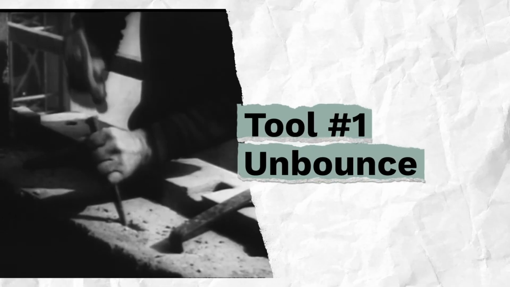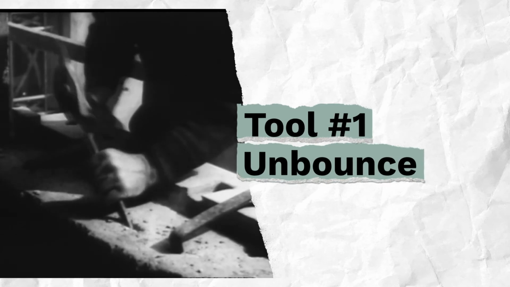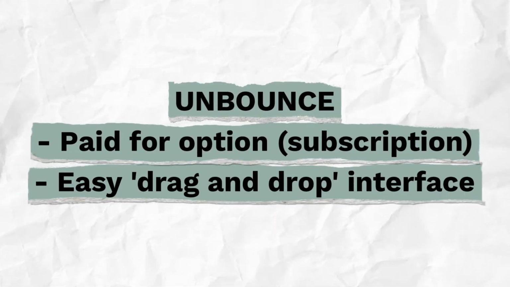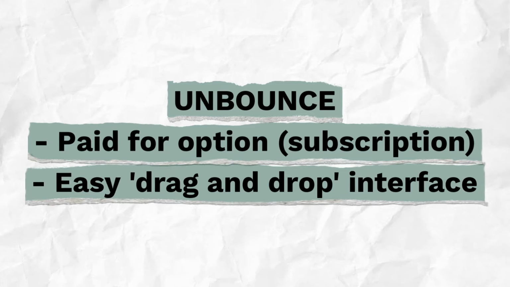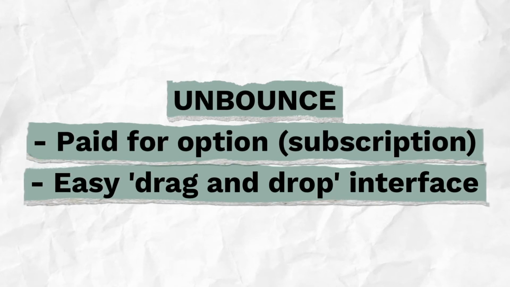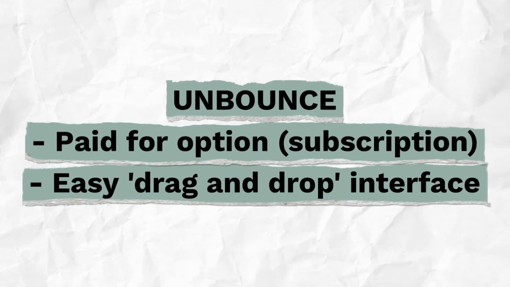First up is Unbounce. This is a paid for platform that starts at around $80 a month as a subscription. It has a really well designed drag and drop interface, making it very easy to get started for newbies. That means you can click and drag page elements such as text, images and forms, arranging them as you want, but with the power to edit and alter later on.